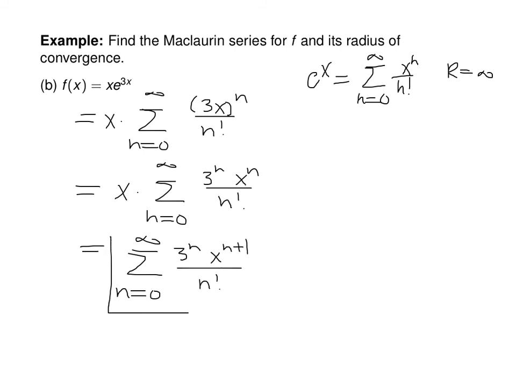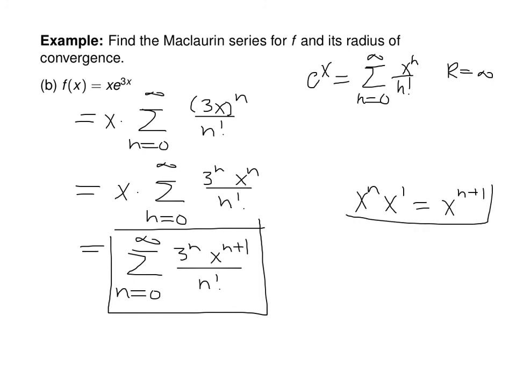So the power series for x times e to the 3x is the sum from 0 to infinity, 3 to the n, x to the n plus 1 over n factorial. And recall that x to the n times x to the first, that's where that x to the n plus 1 came from.